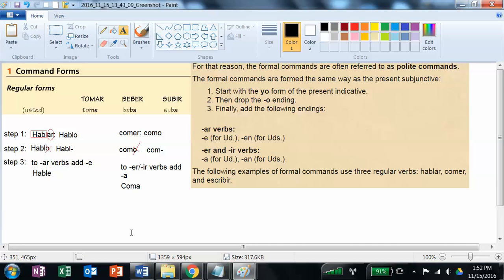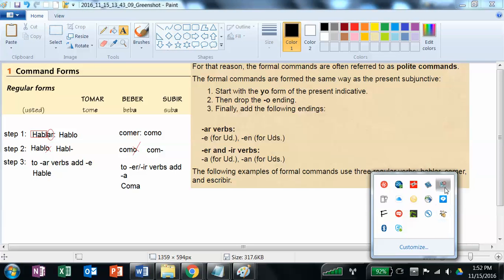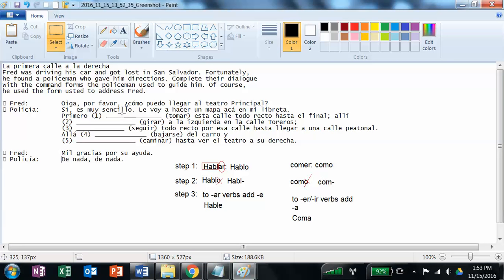So let's start with that, and then we'll come back to it, because how you form the affirmative usted commands is going to be very similar to what you do to the ustedes commands. They're almost the same. Okay, so here I've got la primera calle a la derecha. Fred was driving his car and got lost in San Salvador. Fortunately, he found a policeman who gave him directions. Complete their dialogue with the command forms the policeman used to guide him. Of course, he used the form usted to address Fred because they don't know each other, so they're in a kind of business type formal situation.